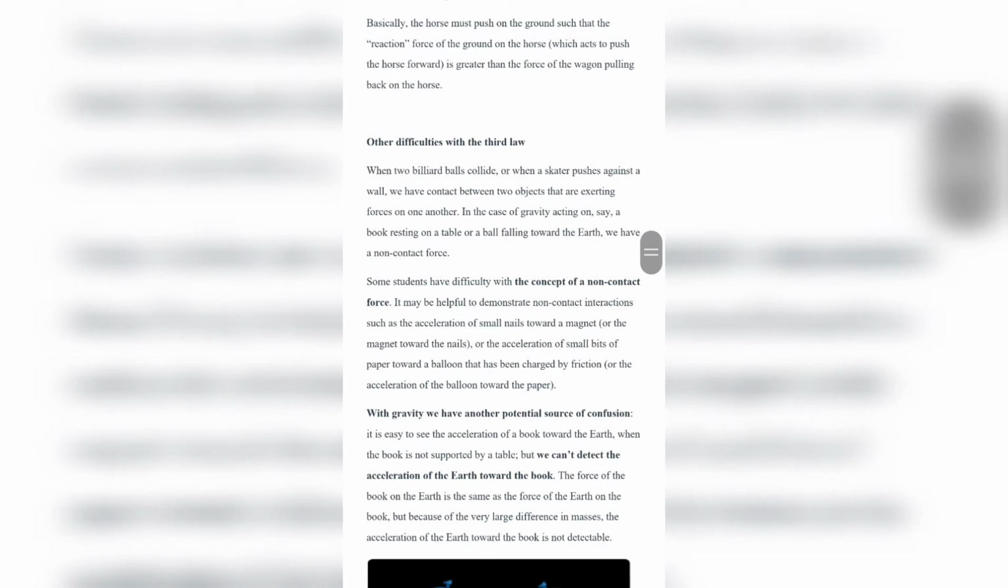Other difficulties with the third law: when two balls collide or when a skater pushes against a wall, we have a contact between two objects that are exerting forces on one another. In the case of gravity acting on, say, a book resting on a table or a ball falling towards the earth, we have a non-contact force.